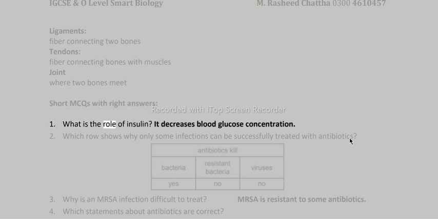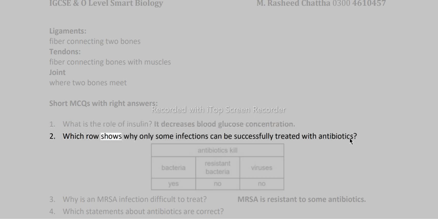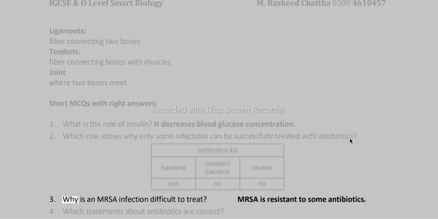1. What is the role of insulin? It decreases blood glucose concentration. 2. Which row shows why only some infections can be successfully treated with antibiotics? 3. Why is an MRSA infection difficult to treat? MRSA is resistant to some antibiotics.